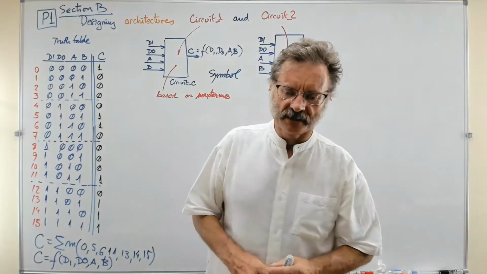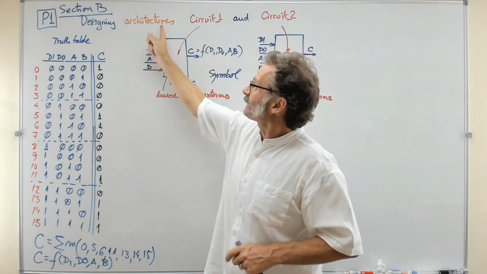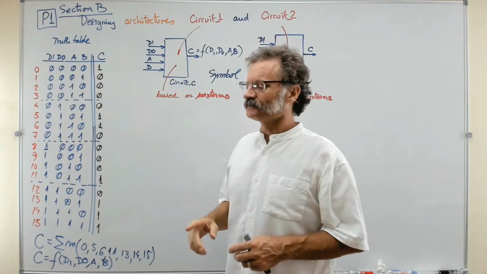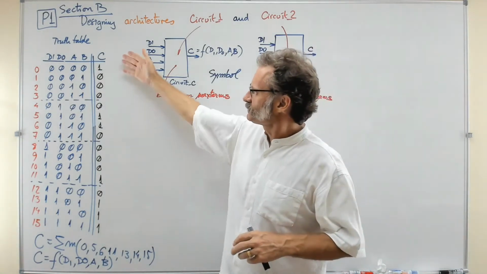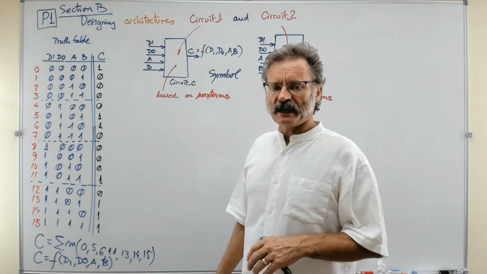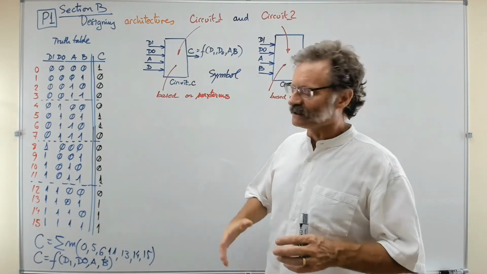So let's just start now the process of designing architectures for a given truth table, okay? And that can be solved with any table. For example, let's consider the circuit C, the one that we found by means of an analysis of a given network.